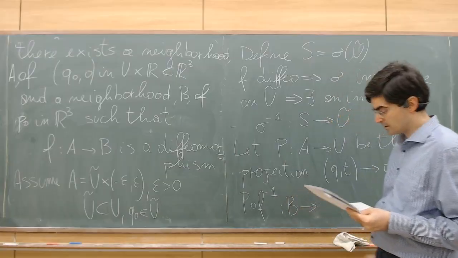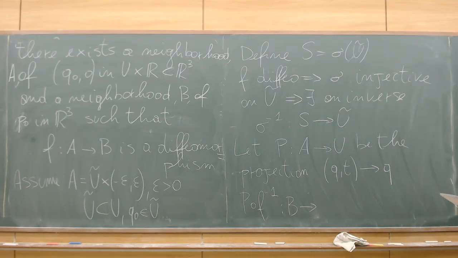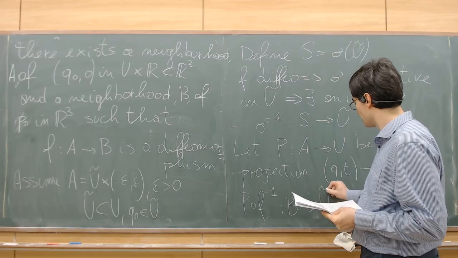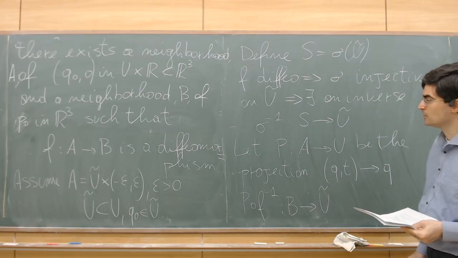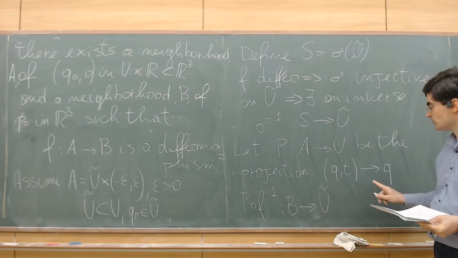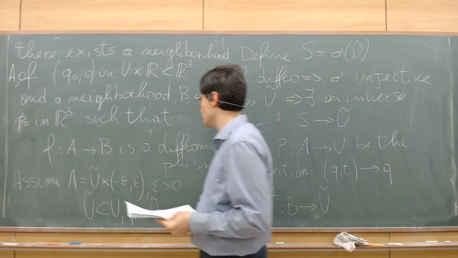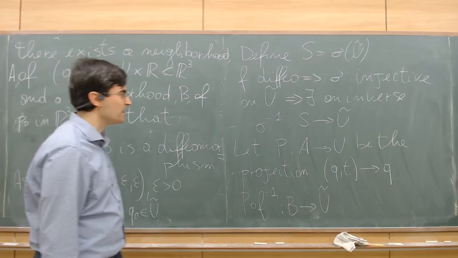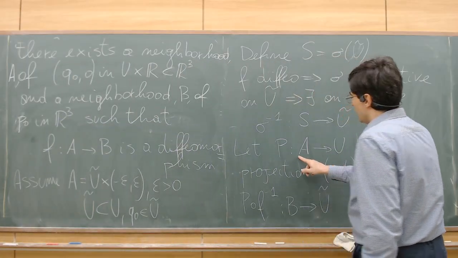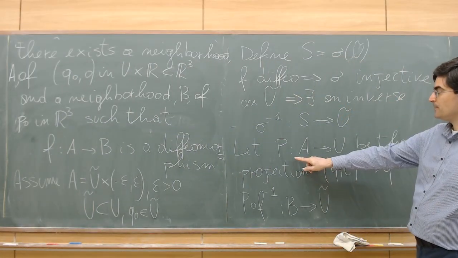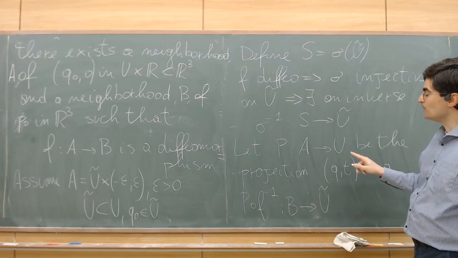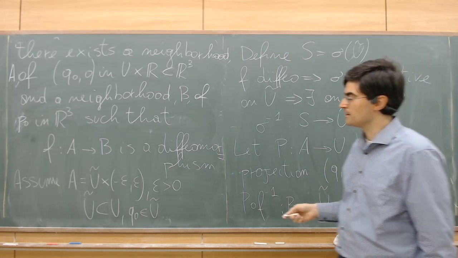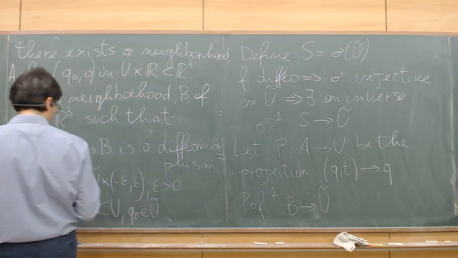And this function here takes values in U tilde. Why? Because we define the projection this way, and A is this structure. So P, I wrote here P as a function from A into U, but I could be more precise and write U tilde here, because A is the set having this structure.